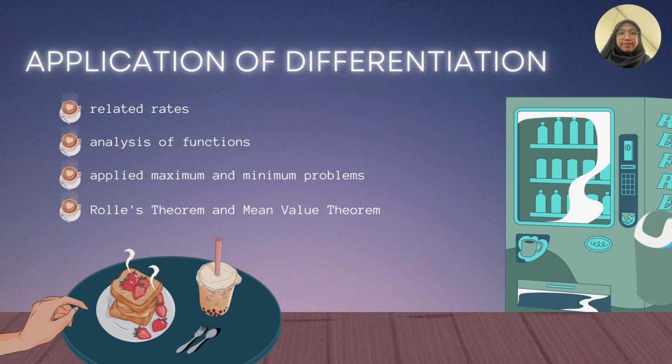So, this is how we use application of differentiation. First, we find the related rates in the question. Second, we analyze the functions involved in the question. Third, we apply maximum and minimum problems. And the last one, we use Rolle's theorem and mean value theorem to find the answer.